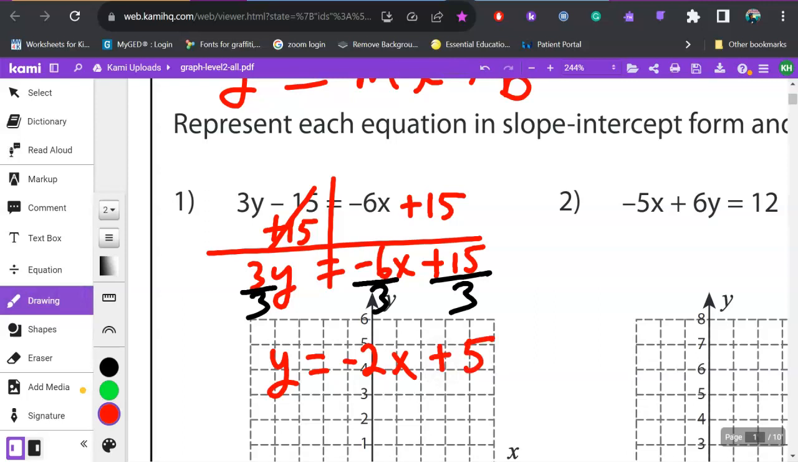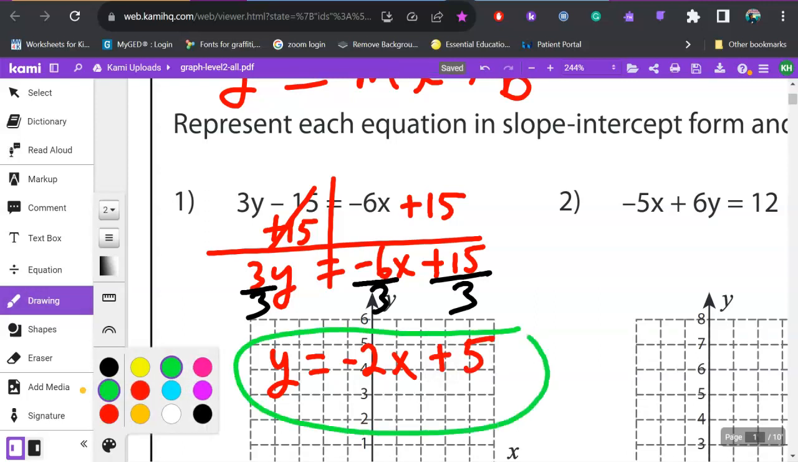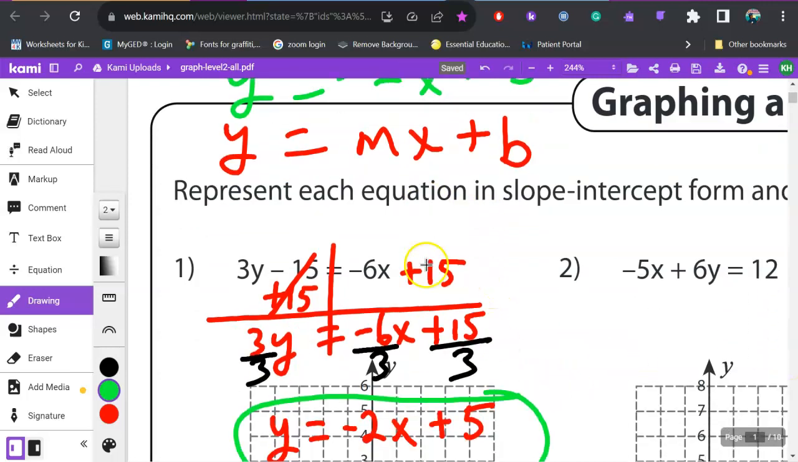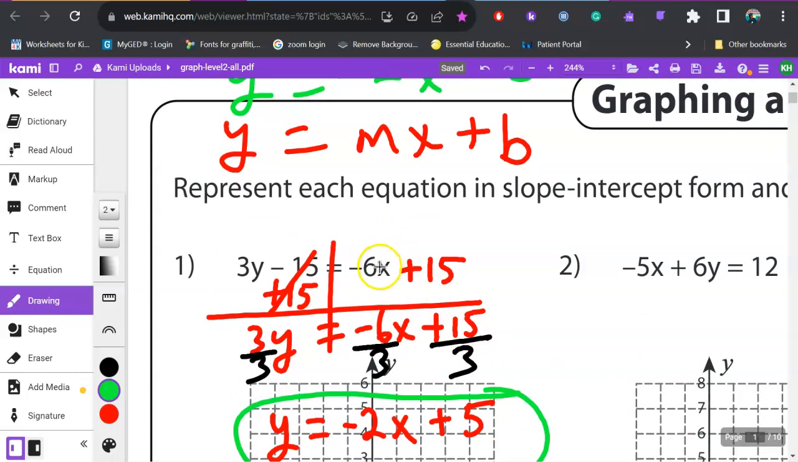Now this is what you are going to be able to graph, to draw that line that's going to go on the graph: y equals negative 2x plus 5. And isn't that in y equals mx plus b form? Yep. Y equals negative 2x plus 5. See that? So now that it's in y-intercept form, we are going to graph. So let's learn how to do that.